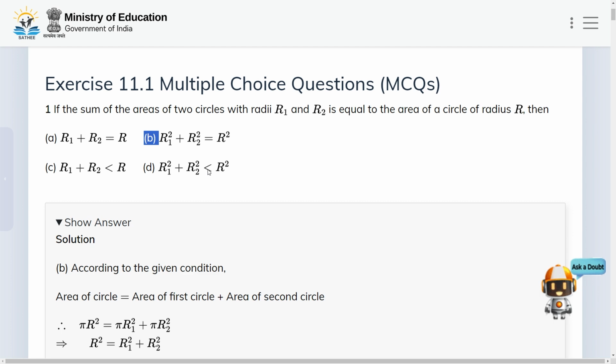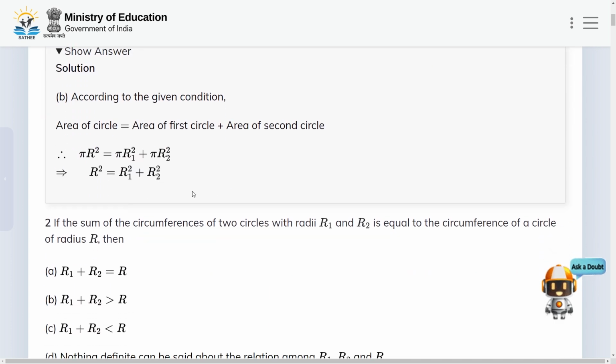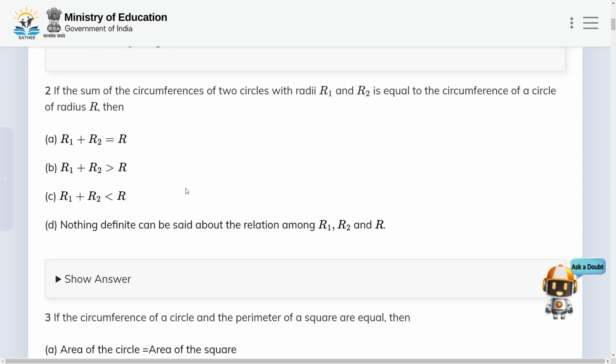Now let us move to the next question. We have: if the sum of the circumferences of two circles with radii R1 and R2 is equal to the circumference of a circle of radius R, then which option is correct? Let us solve this problem.